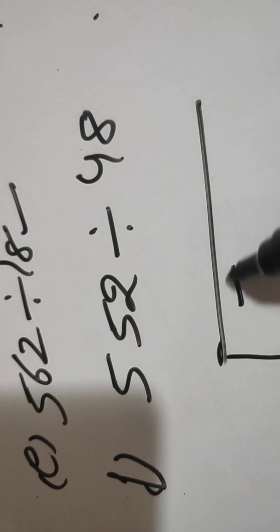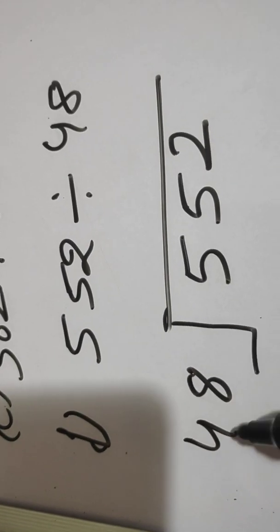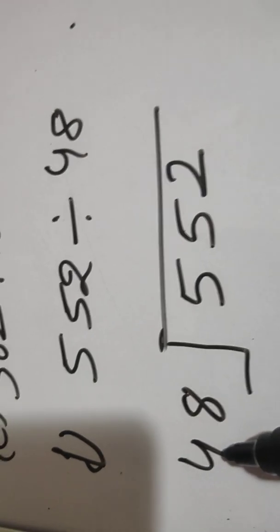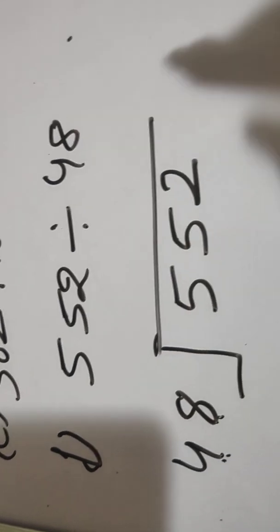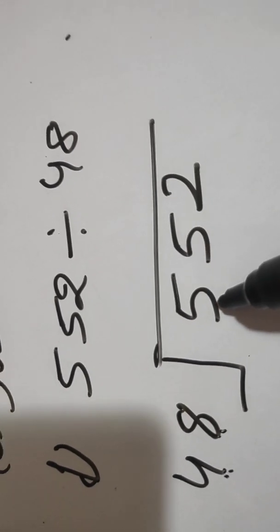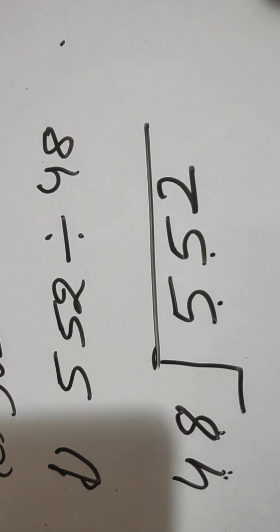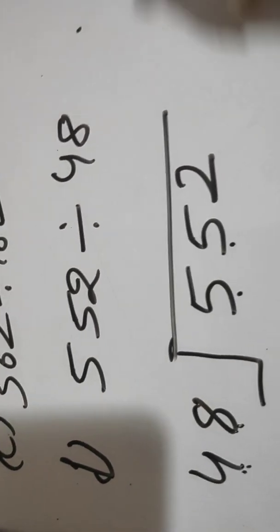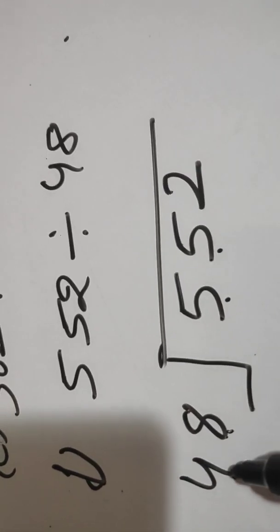F part, 552 divided by 48. Here you have to apply the same trick. See 48, firstly we will check it by 4. And you can also do one more thing: you can round off 48. 48 is near about 50, so you can round it off to 50. This number also you will round off to 60. But this you are not able to do. So the first trick is better, the same one is better.